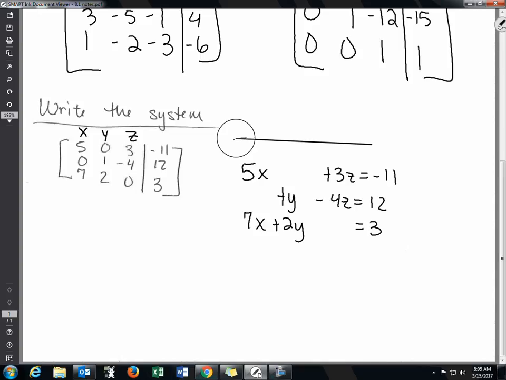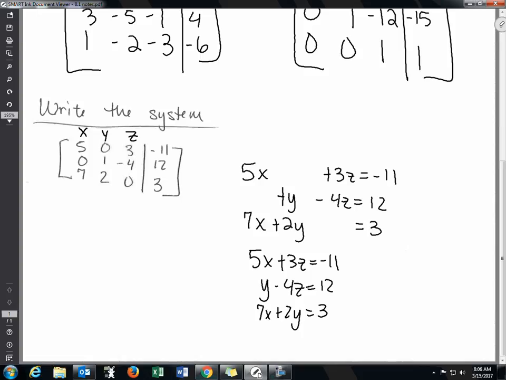If you just shoved everything together, how it would be written in a book, it would be 5x plus 3z equals -11, y minus 4z equals 12, and 7x plus 2y equals 3. So it's just nice and neat. Okay, that is what we're doing today.